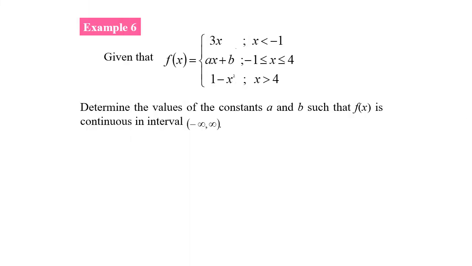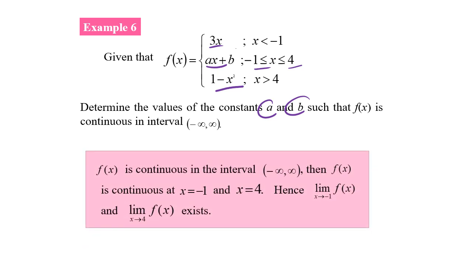So, example 6. Given that function f(x) is a piecewise function with 3x for x less than negative 1, ax plus b for x from negative 1 to 4, and 1 minus x squared for x more than 4. We want to determine the values of constants a and b such that f(x) is continuous in the interval negative infinity to infinity. What it means is that it will be continuous at all points on x, so it includes x equal to negative 1 and x equal to 4.